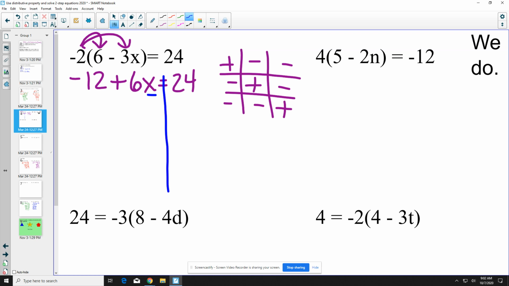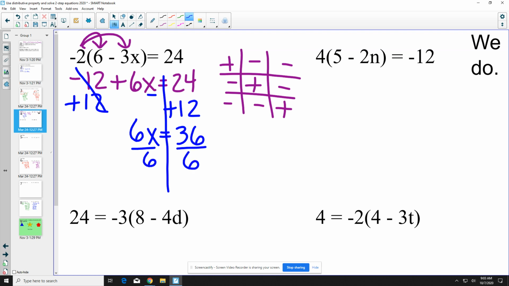So if you have a -12, you've got to ask yourself, what do I do to -12 to make it 0? Plus 12, right. So go plus 12, plus 12. -12 and +12 cancel, they become 0. Whatever doesn't cancel, bring down your 6x. 24 plus 12 is 36, good. My last step is multiply or divide. So when 6 and x are written close together, that means multiply. So I'm going to do the opposite. I'm going to divide both sides by 6. So 36 divided by 6 is 6. So my answer would be x equals 6.